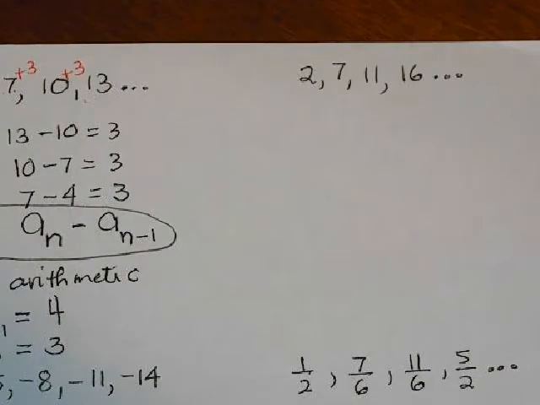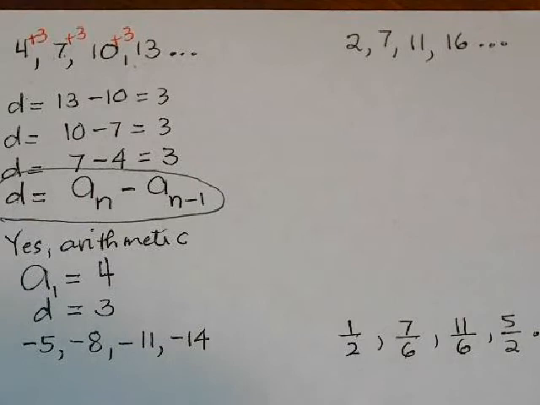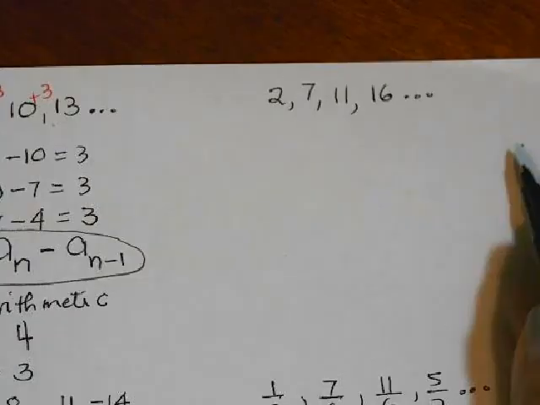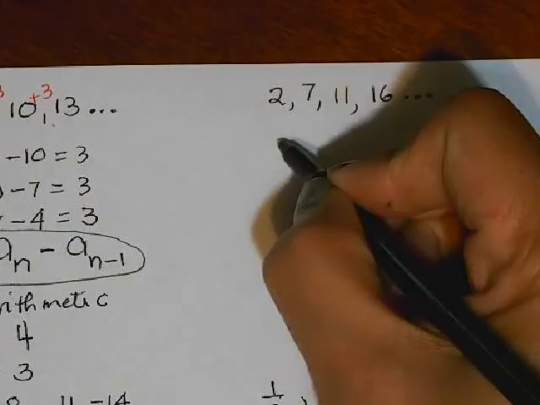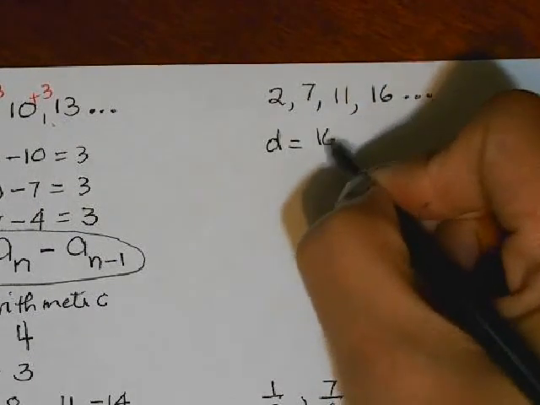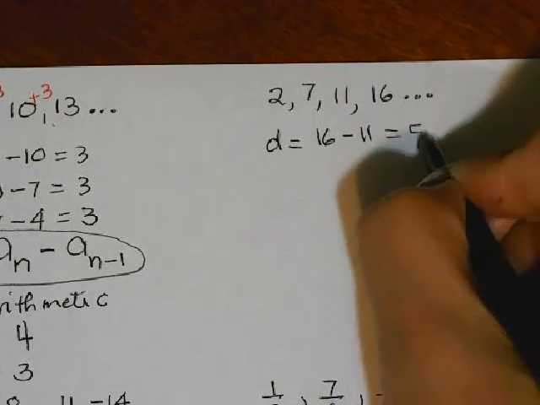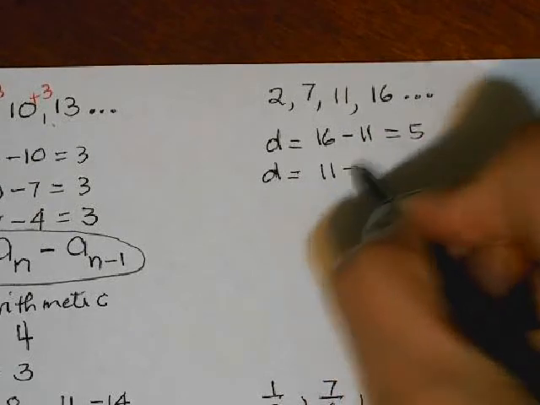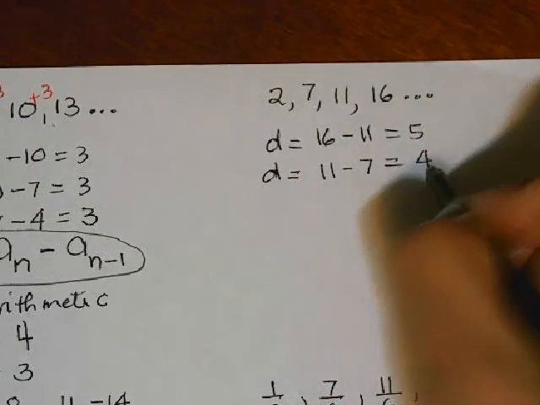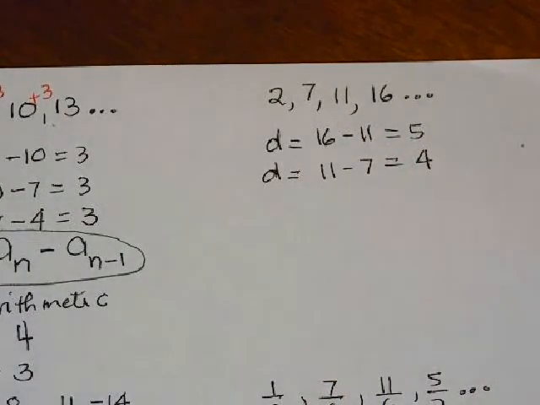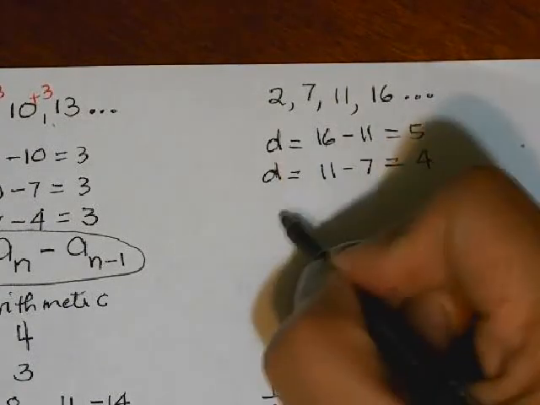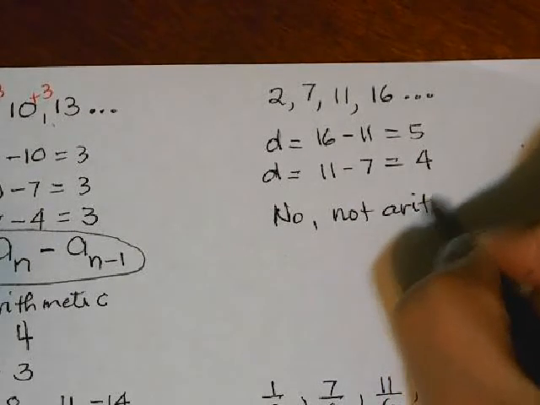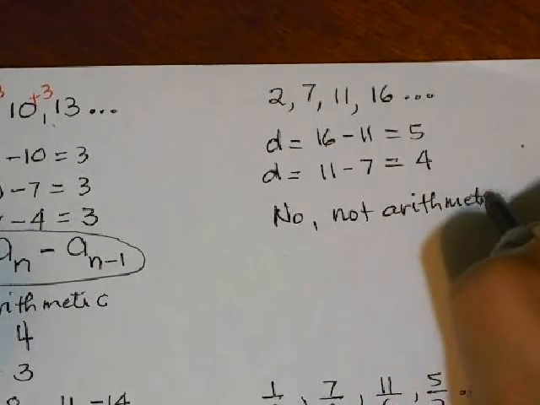Pause this video now that you know how it's done. Maybe you can already see if this is arithmetic or not. So let's find d. 16 minus 11 is 5. And let's solve for another d. 11 minus 7 is 4. Here you see that d is different, so you don't have to go any further. You just say no, this is not arithmetic, because the difference is not common, it's not the same.